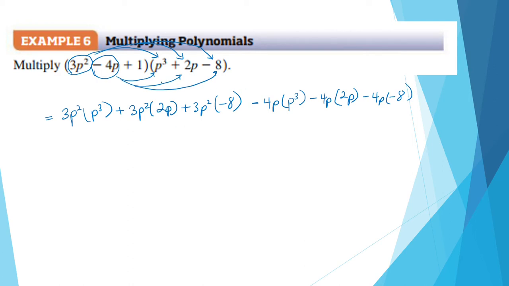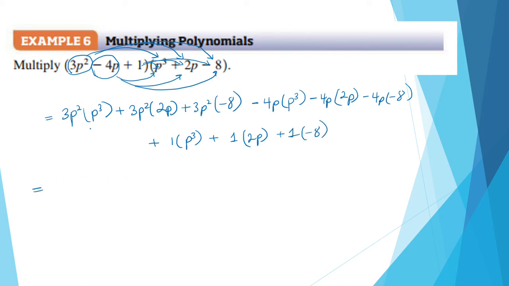Alright, so the second term is now multiplied to the entire right side. And we have one more. This is a 1. We're going to multiply this 1 times all of these. So we'll take our time with that. That's pretty easy to do. So we're going to add 1 times p cubed, 1 times 2p, and 1 times negative 8.